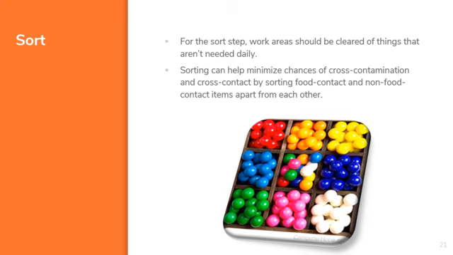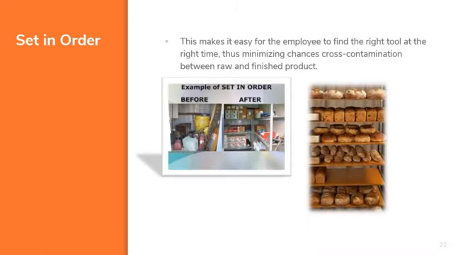Okay, next one is we have set in order. So this makes it easy for the employee to find the right tool at the right time. This is also a problem. Like, where's this? Where is this? So if you cannot find it really, if you just put them anywhere you like. So if it is a laboratory, for example, a laboratory for food or non-food, then you have to keep everything in their proper place so we don't cross-contaminate, and it would be easier for you as a worker to find the things that you need.